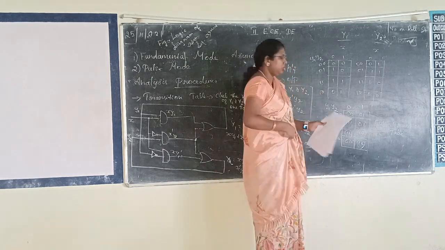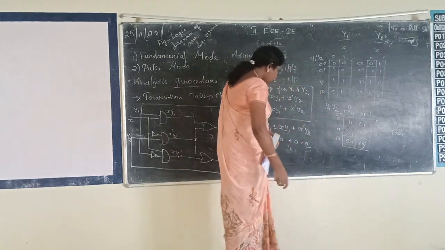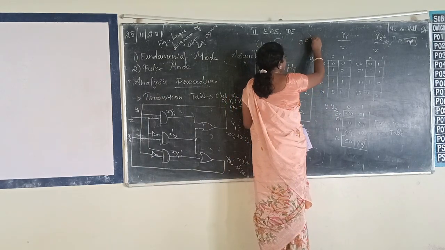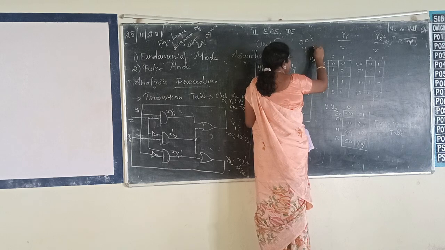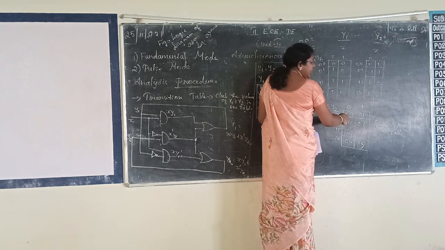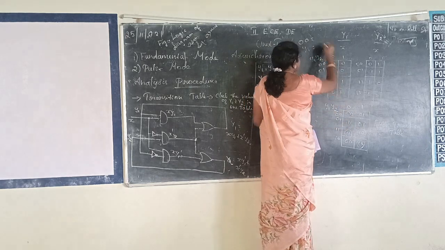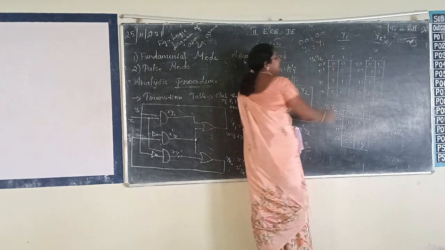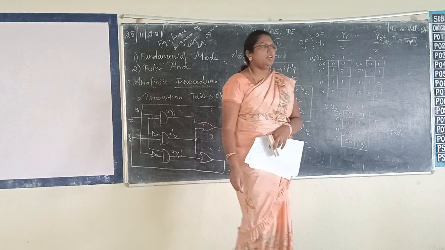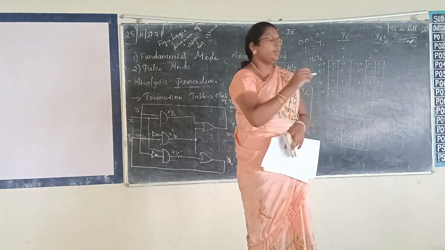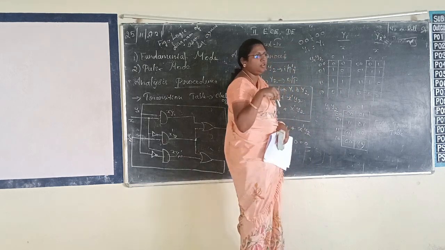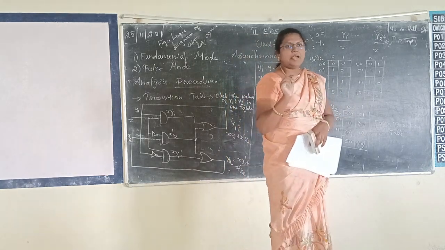See, the y1 and y2 value is 0, 0, right? And this is the next state. What is the capital Y1, Y2? 0, 0. So the condition is satisfied, right? So here, the y1 value is equal to the capital Y value. So the system is stable.